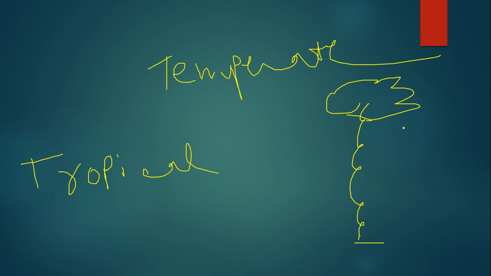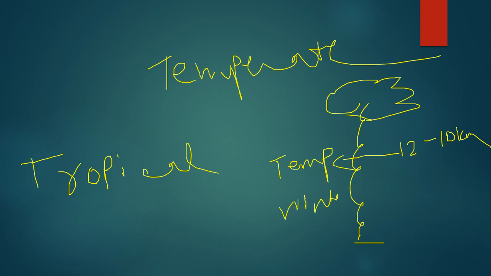Now, for the formation of the tornado, the height of the tropopause should be 10 to 12 kilometer from the ground surface. So the height of the tropopause should be lesser. And that height of the tropopause is visible near the temperate areas during the time of the winter. During the winter in the temperate belt, the height of the tropopause becomes 10 to 12 kilometer from the ground surface.